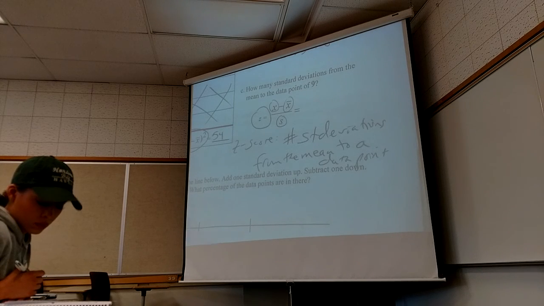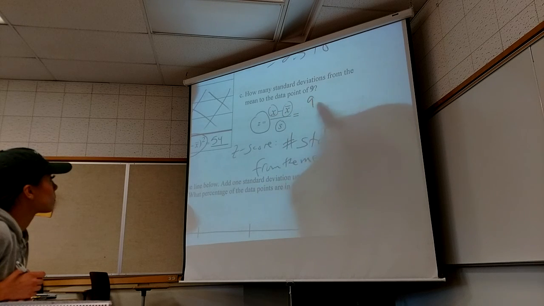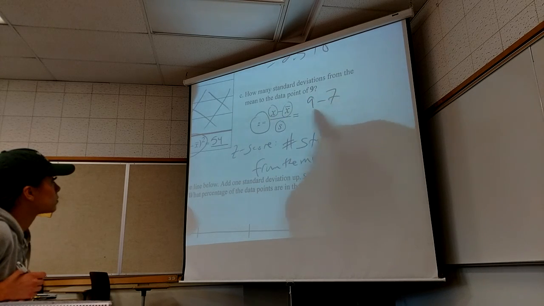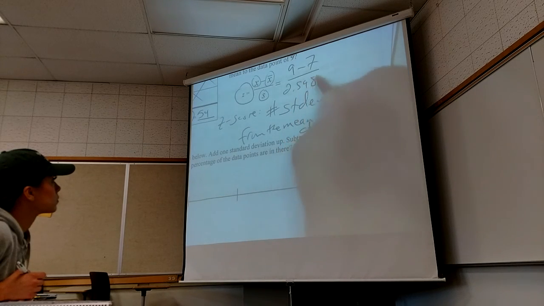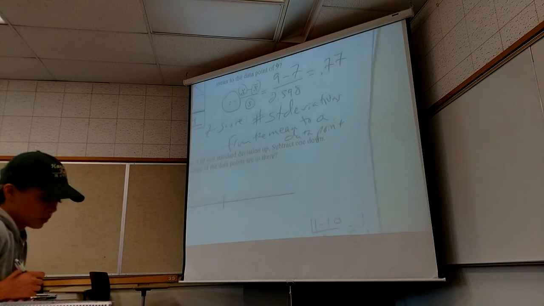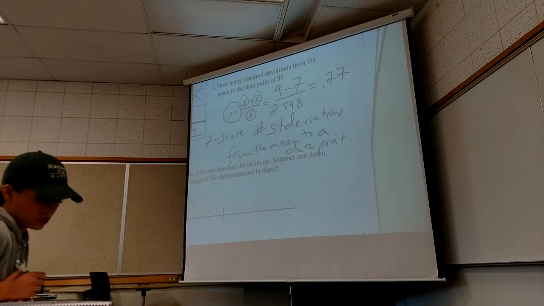So what do we get for this? My data point is 9. That's what x represents, the data. My mean is 7. And my standard deviation is 2.598. What'd you guys get? 0.7698. 0.77. Basically, right? Yeah. You read that? Sure did.